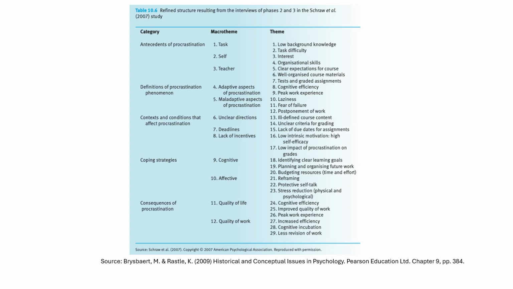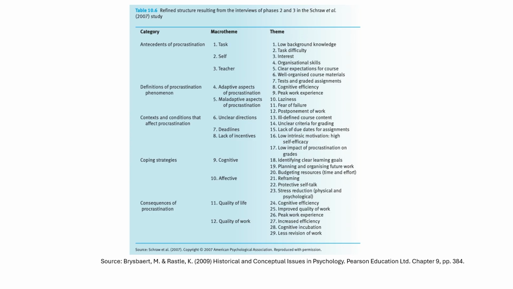Here you can see, as you sieve the data, a nicer picture is emerging. So you have these macro themes: antecedents of procrastination. Maybe it is linked to the kind of task you are supposed to do. If it's a too difficult task or too uninteresting a task, maybe there is a higher chance to procrastinate. Self characteristics, teacher characteristics. Then among coping strategies, there are cognitive coping strategies and affective coping strategies. Then there are consequences, and within consequences, two themes are emerging: quality of life. How does procrastination affect your quality of life? How does procrastination affect the quality of work that you're going to do?